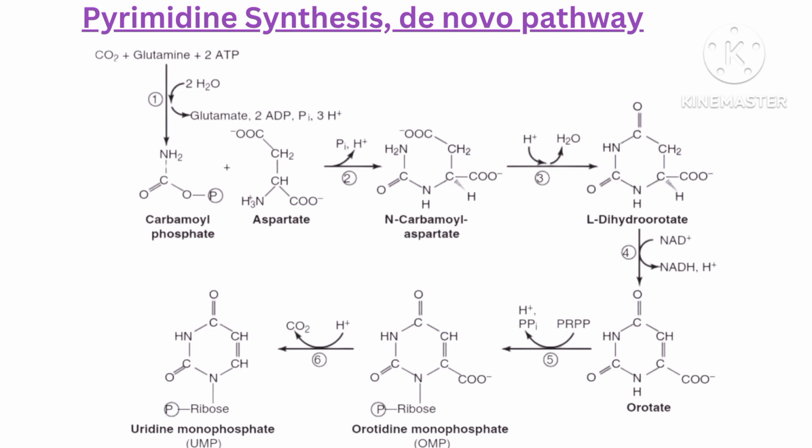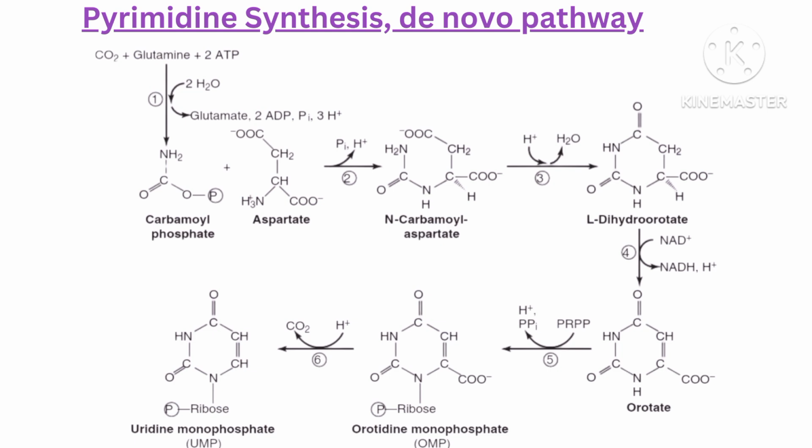The steps in pyrimidine synthesis are: first step is formation of carbamoyl phosphate. The enzyme involved is carbamoyl phosphate synthetase 2, CPS2. The reaction is glutamine + carbon dioxide + 2 ATP produce carbamoyl phosphate + glutamate + 2 ADP + phosphate. This occurs in the cytoplasm. This reaction is inhibited by UTP, end product inhibition, while activated by ATP and PRPP.